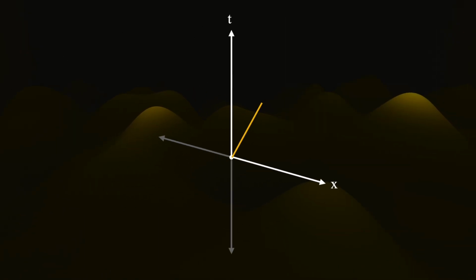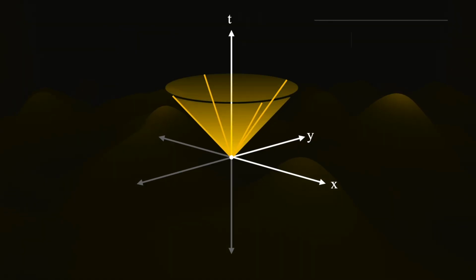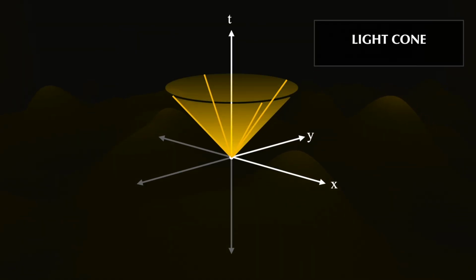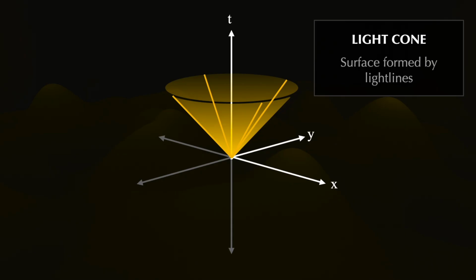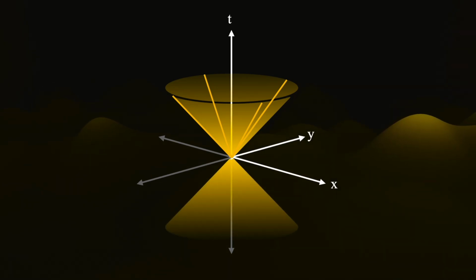Now, let's add a second spatial dimension so we can really see what's happening here on a more intuitive scale. If we sweep our light line around the new axes, we get a cone. This is known as the light cone, the surface formed by every possible light line radiating out from an event. Since every physical possible velocity is less than the speed of light, every possible world line has to be contained inside of this cone. Same goes for the past as well. Every light that has ever reached an event has traveled inside the light cone.